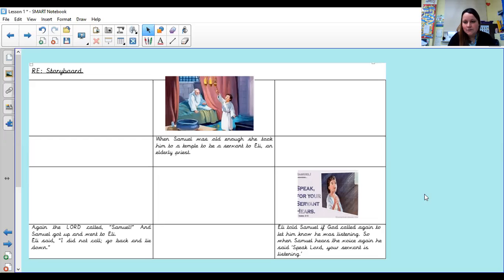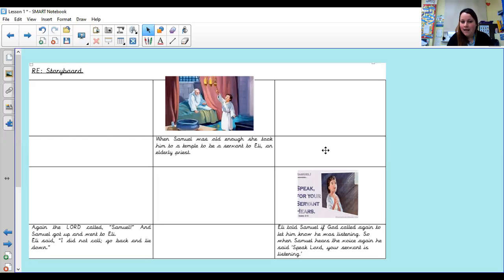So the key points that are already in the story, we have, when Samuel was old enough, she took him to a temple to be a servant to Eli, an elderly priest. So she, who do I mean by she? Hopefully you can remember that that would be Samuel's mum. So when Samuel was old enough, she took him to a temple to be a servant to Eli, an elderly priest. So what happened before that in the story? Hopefully you can remember that Samuel's mother really wanted a baby, and she asked God to give her a child, and then she would give that child to serve God. So that would come before in this box.